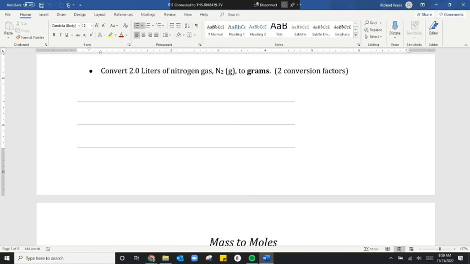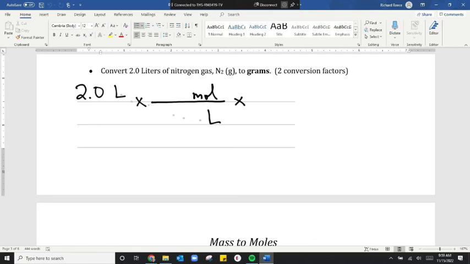Still going to set it up like before with conversion factors. We write down what's given. 2 liters of nitrogen gas. Just put 2 liters there. All right, my first conversion factor. What should go on the bottom of my first conversion factor? Liters. I can't go straight from liters to grams, but I can go from liters to moles using the 22.4.